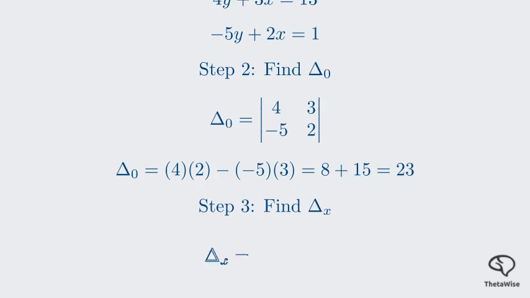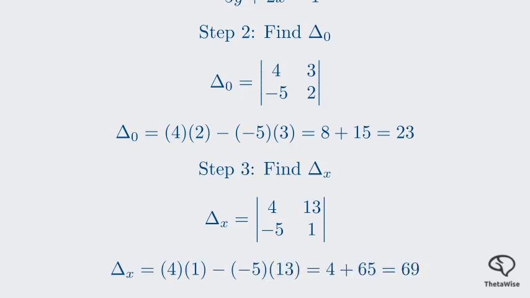Now for delta sub x. Remember, in this case, x is the second variable. We replace the second column of our new delta sub 0 with the constants 13 and 1. So we have 4, 13, negative 5, 1. Calculating this, 4 times 1 minus negative 5 times 13 equals 4 plus 65, which is 69. Again, this is the negative of our previous delta x.